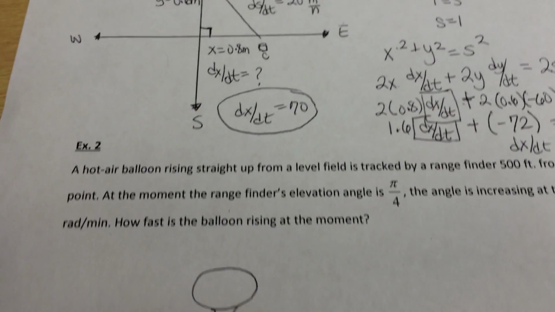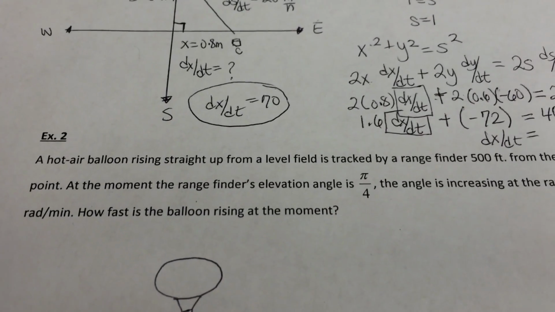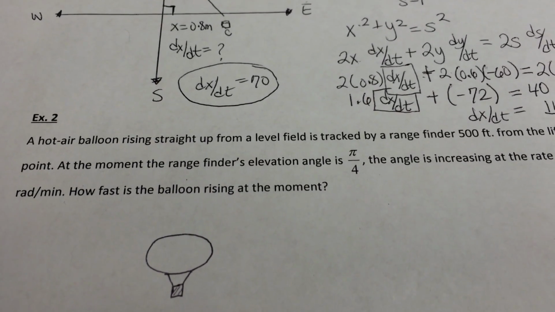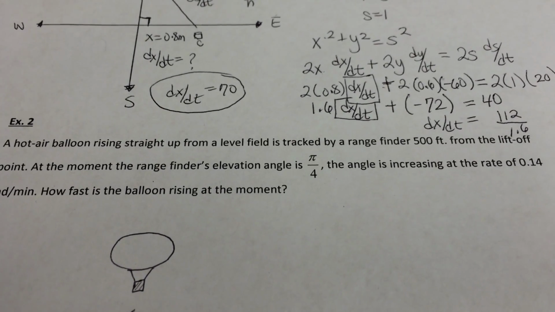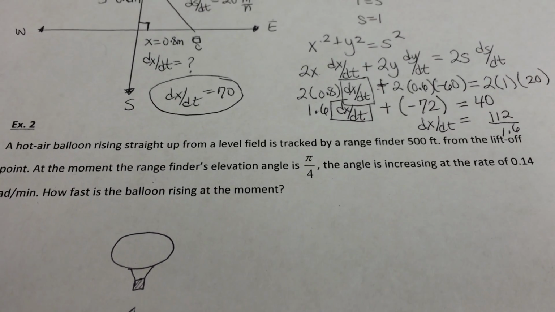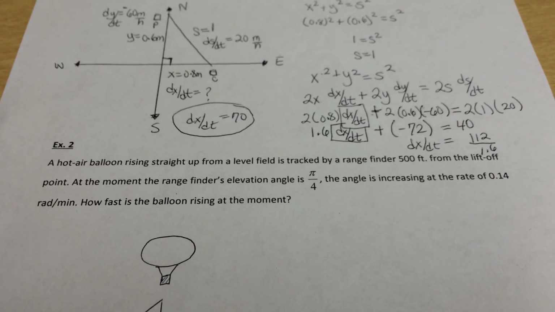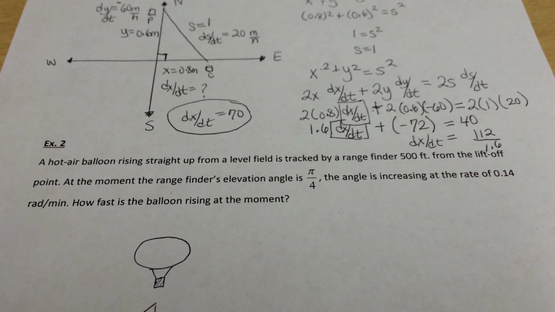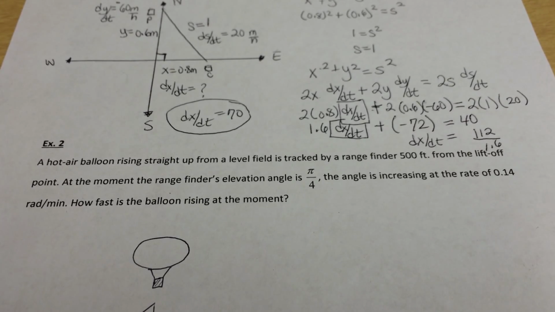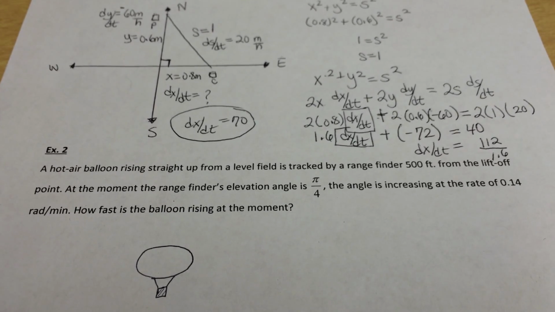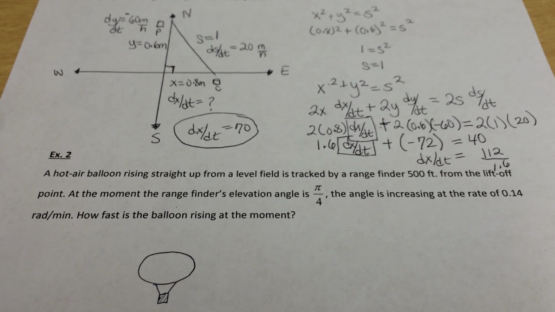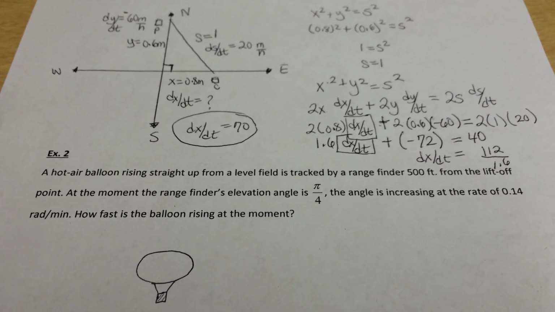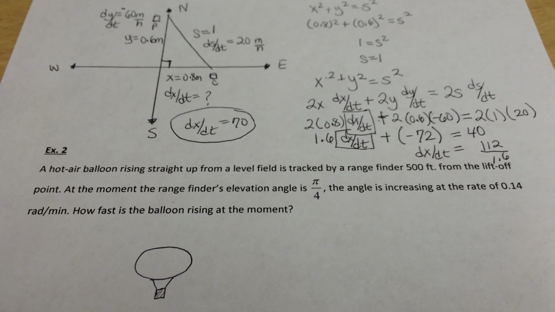So the next one is about a hot air balloon. A hot air balloon is rising straight from level ground, and is tracked by a rangefinder, which is 500 feet from the liftoff point. And at that moment, the rangefinder's elevation angle is pi over 4, and the angle is increasing at the rate of 0.14 radians per minute. How fast is the balloon rising at that moment?